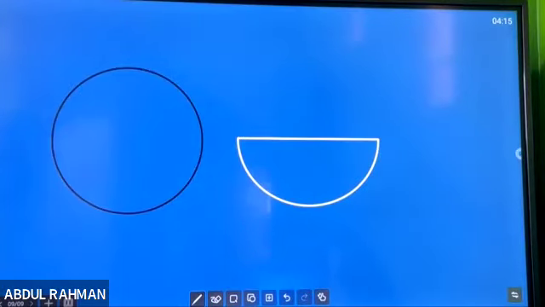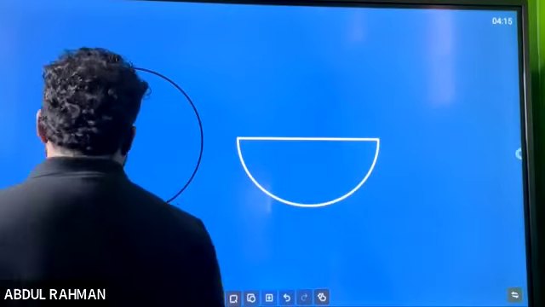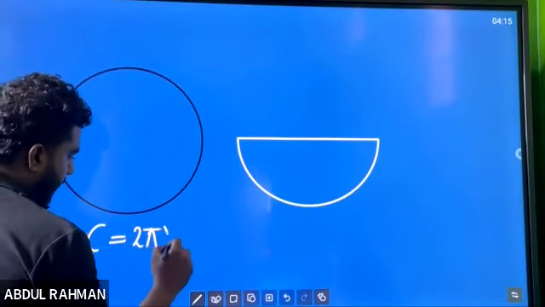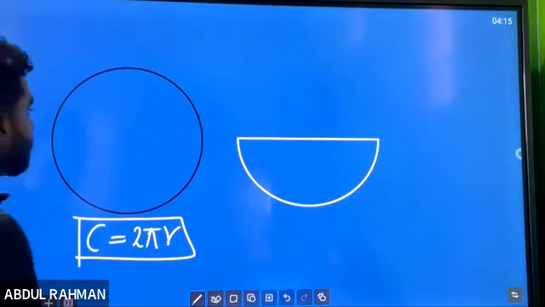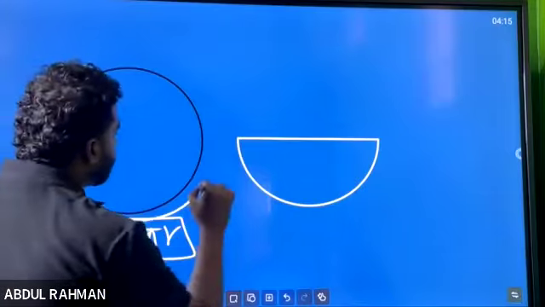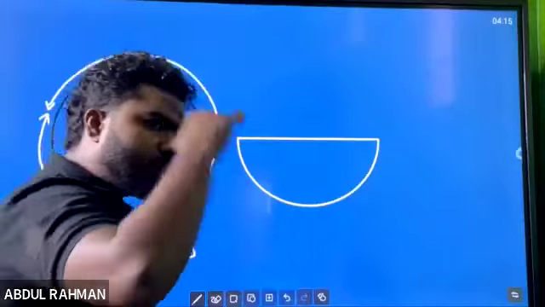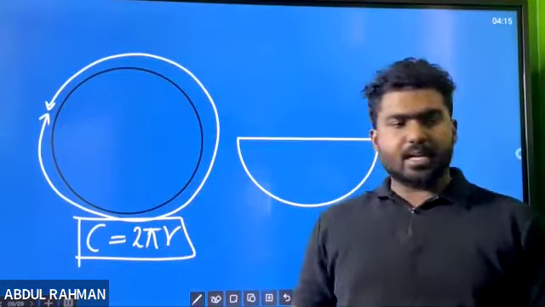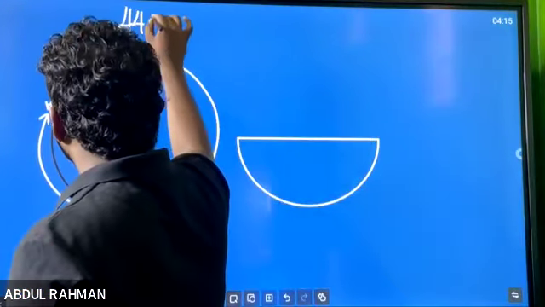You have a circle and you have a semicircle. Now I'm asking you, how can you find the circumference of a circle? The circumference of the circle is equal to 2 pi r. We have already studied this. This will give me the whole length of this curved portion. The whole full length of the curved portion is defined as circumference. Let's say I found the answer. That answer is equal to 44 centimeters.